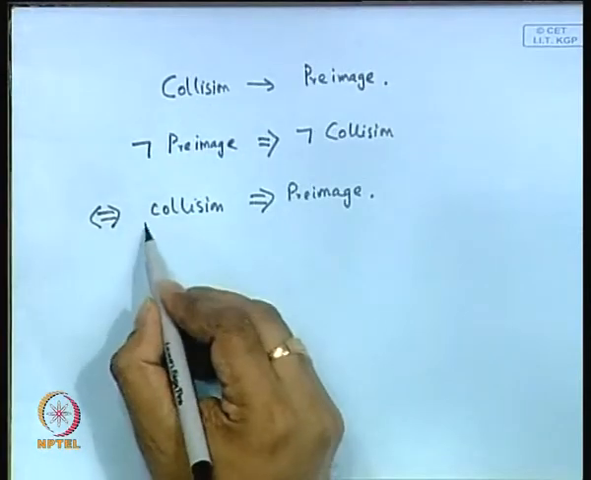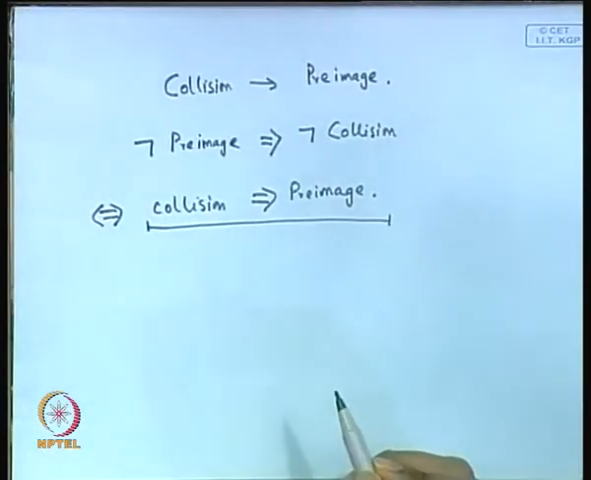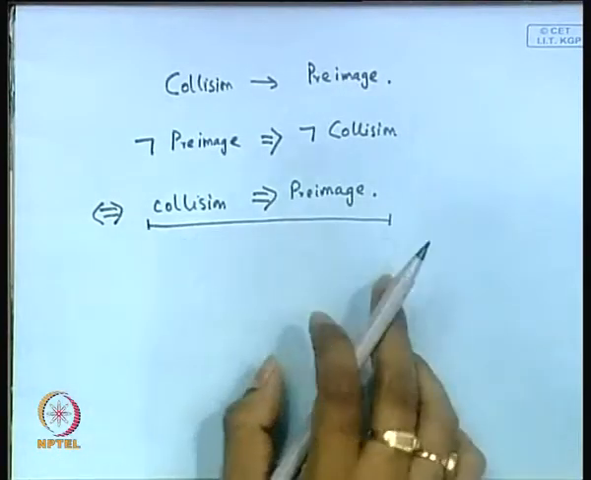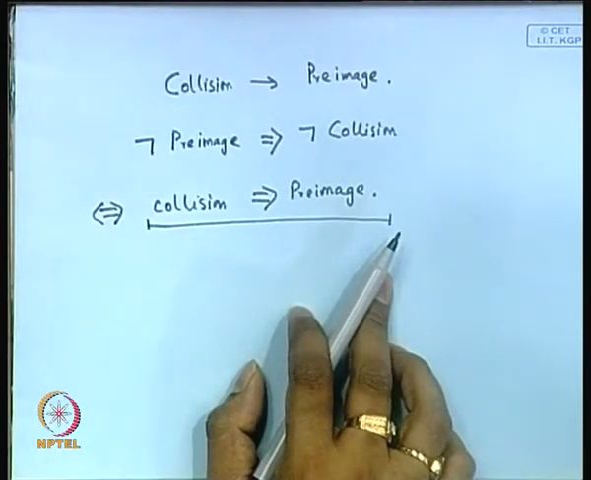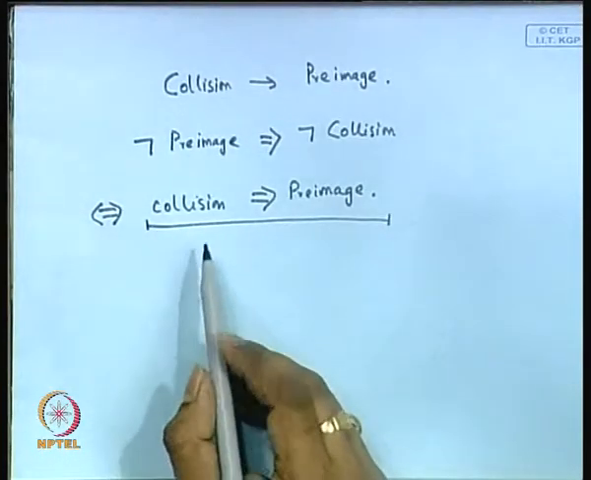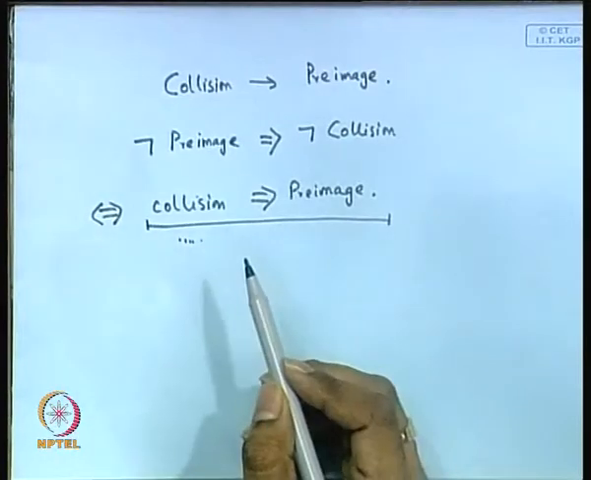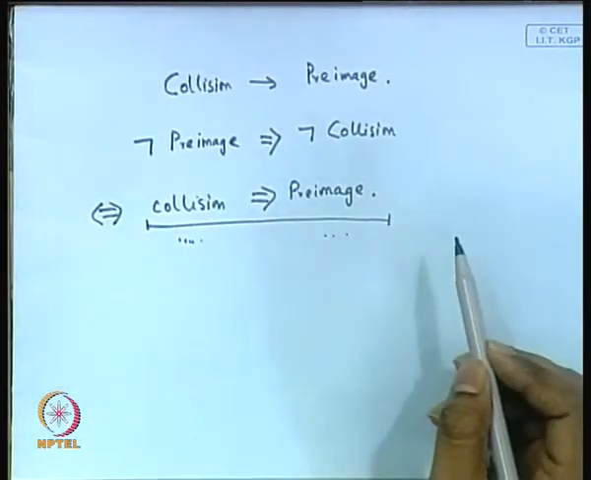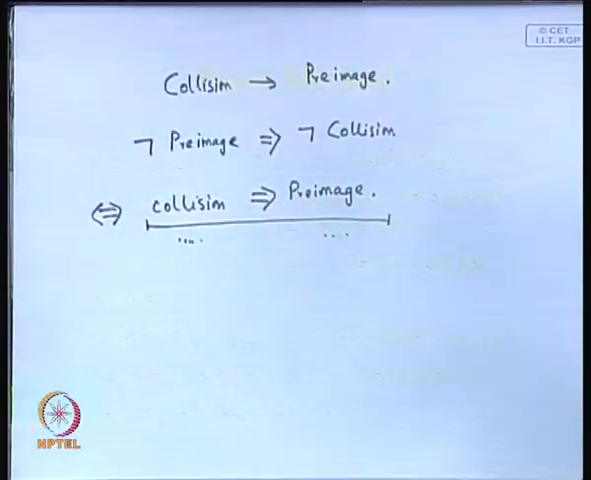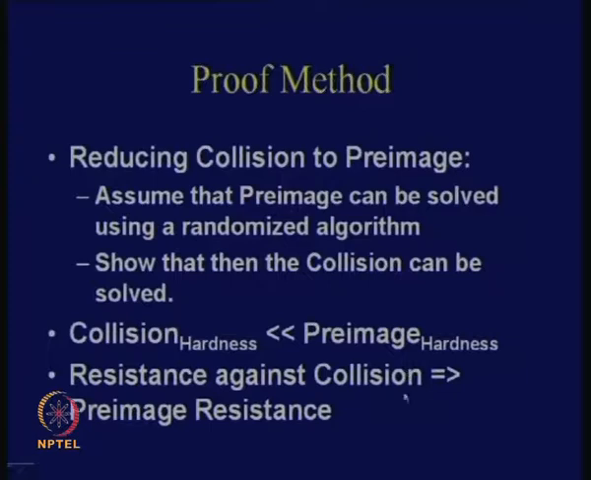From there you can understand the hardness of the collision problem, so you can follow that. Therefore you can relatively order the hardness, and what you can say is that if you can show a guarantee against this collision problem, then you are also guaranteeing against the pre-image problem. When I say guarantee I mean resistance. So resistance against collision will in that case imply resistance against the pre-image problem. Similarly I can show the other ones also.